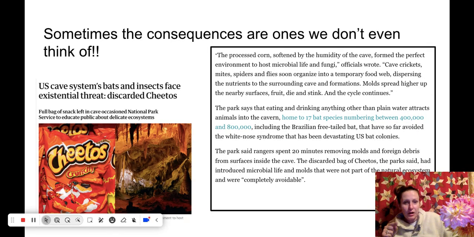Here it says the park says eating and drinking anything other than plain water attracts animals into the cavern. Look at all the different bats that live there. You don't want to mess with the bats, right? The park ranger said 20 minutes were spent removing mold and foreign debris from surfaces inside the cave just from this bag of Cheetos, right? So this one bag caused all this havoc.